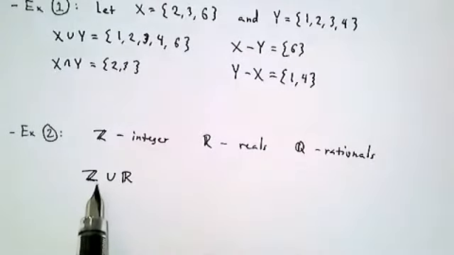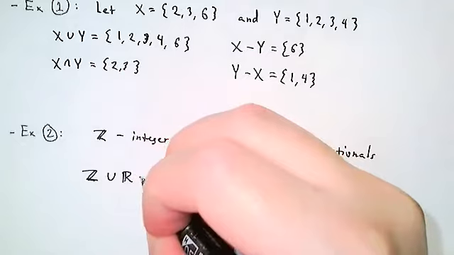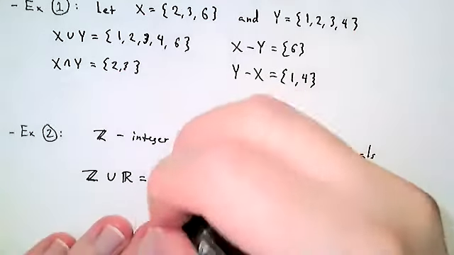So the integers are the whole numbers, so 1, 2, 3, 4, so on and so forth, 0, and then all the negative whole numbers as well. And I want to take them and union them up with all the real numbers. What would we get? Anyone want to try answer? All the real numbers. All the real numbers, good.